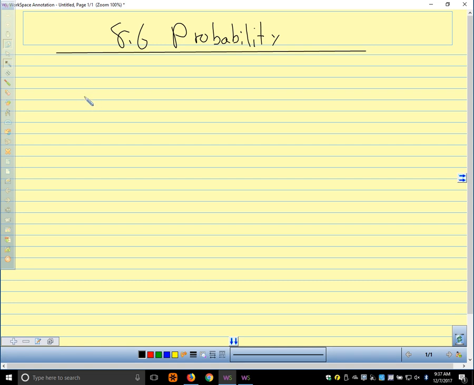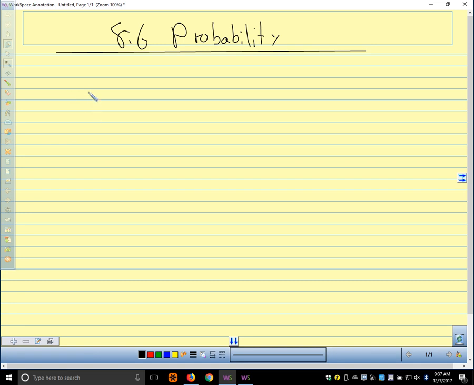So when we're talking about probability, we're going to talk about experiments. An experiment is just something you do. It could be drawing a card from a deck. It could be rolling a die. They call those experiments. And then what happens when you do the experiment is the outcome. And the outcomes that we're interested in we call events. So a little bit of vocabulary there.